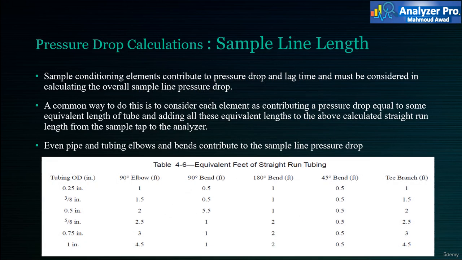Also, it is important to know that sample conditioning elements contribute to pressure drop and lag time and must be considered in calculating the overall sample line pressure drop. A common way to do this is to consider each element as contributing a pressure drop equal to some equivalent length of tube, and adding all these equivalent lengths to the above calculated straight run length from the sample tap to the analyzer. Even pipe and tubing elbows and bends contribute to the sample line pressure drop. This table provides the equivalent feet of straight run tubing for different tube sizes and different bend angles, elbows and fittings.